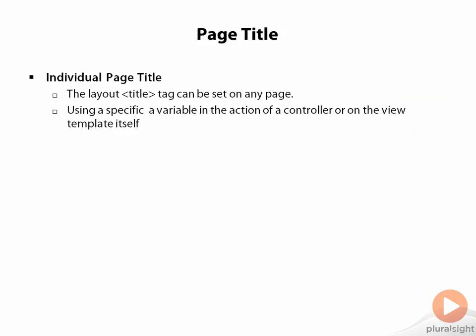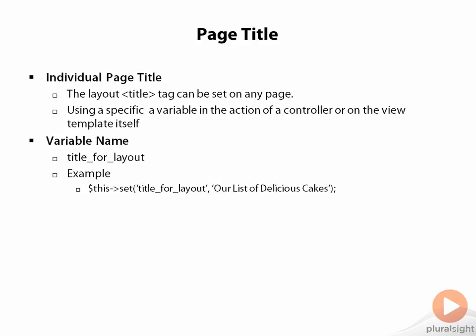For our layout, we can have a single title for the entire site, or we can set the title of the site on a page basis. We would use a specific variable in the action controller or in the view template itself. The variable name is title_for_layout. An example of using this would be $this->set, the name of our variable, which is title_for_layout, and our second parameter is the value of our variable that we are setting.